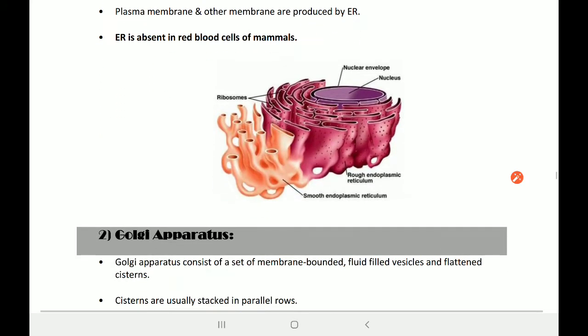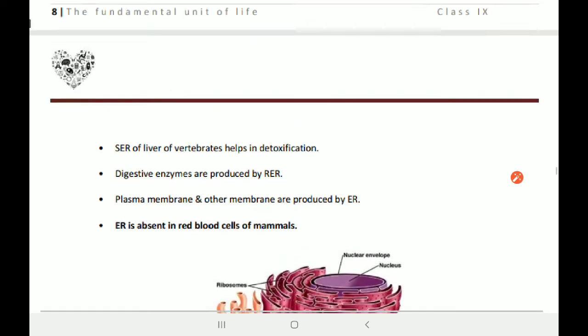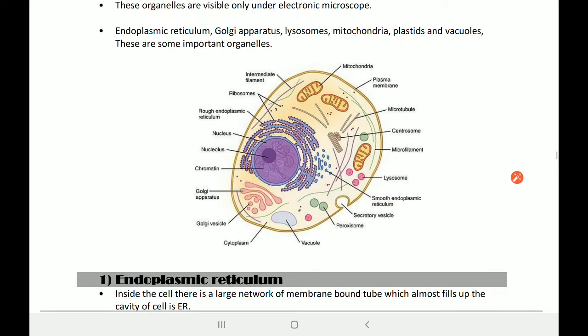This is the diagram of rough ER and smooth ER. You can check that. The red color is rough ER and the orange color is smooth ER. The purple color at the center is the nucleus. Clear? Let's move ahead, towards the Golgi apparatus. Let us see where the Golgi apparatus is in the cell. Could you see this Golgi apparatus here? This is the Golgi apparatus near the nucleus, the orange color there.